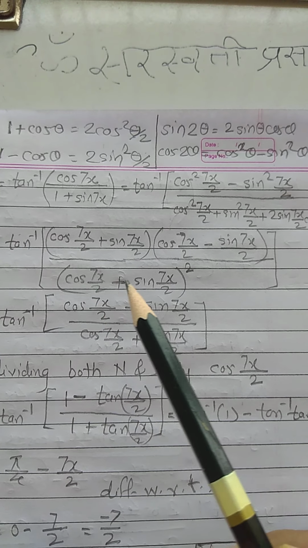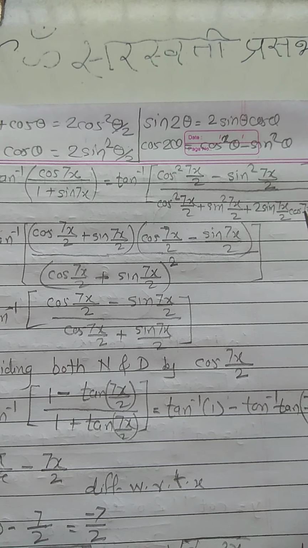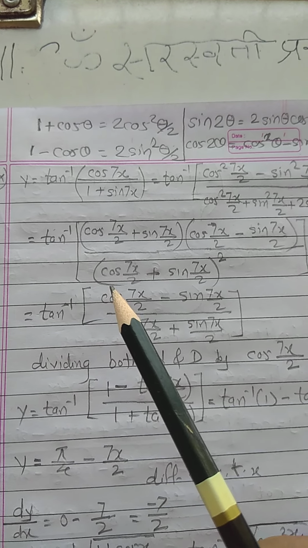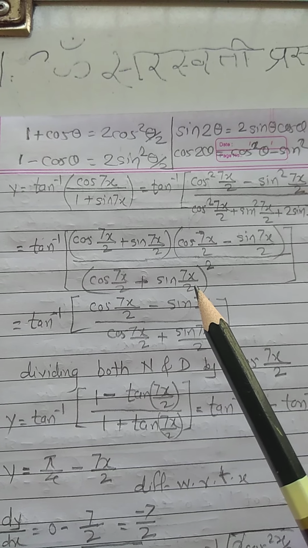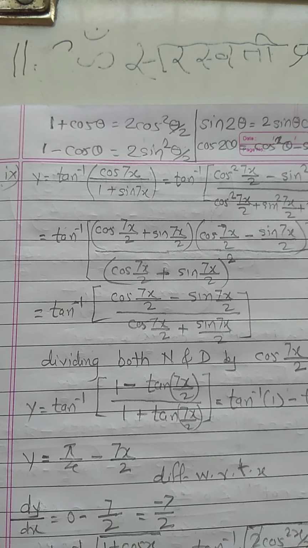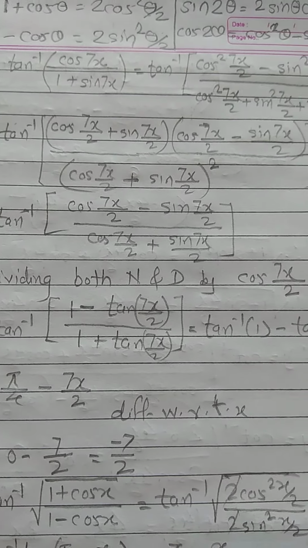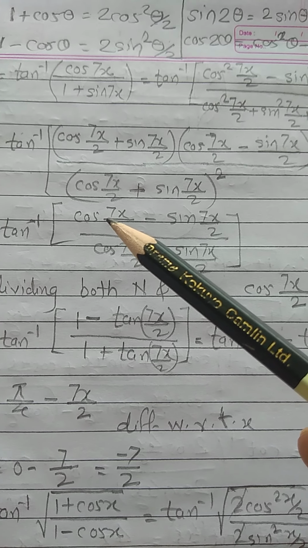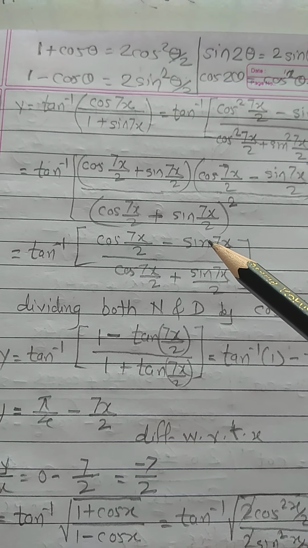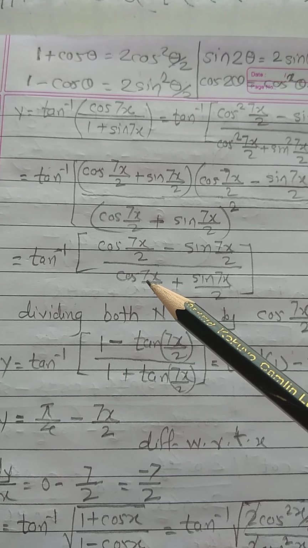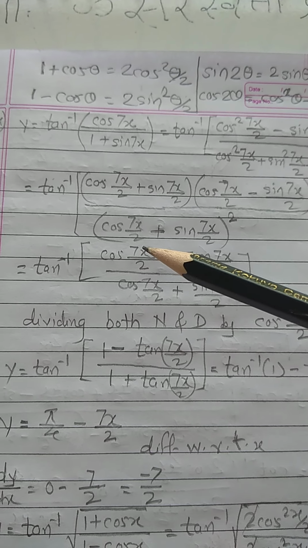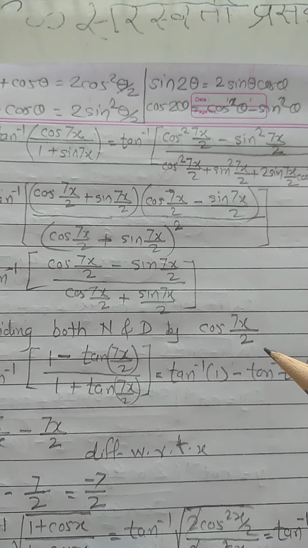Once again I will say a plus b bracket square is a square plus 2ab plus b square. Now cos plus sin in the numerator will get cancelled with cos plus sin in the denominator. What remains is cos minus sin in the numerator and cos plus sin in the denominator. Dividing the numerator and the denominator by cos of 7x by 2, we will get 1 here. Sin upon cos will give tan, and cos upon cos will give you 1. We are dividing each and every term of the numerator and denominator by cos of 7x by 2.